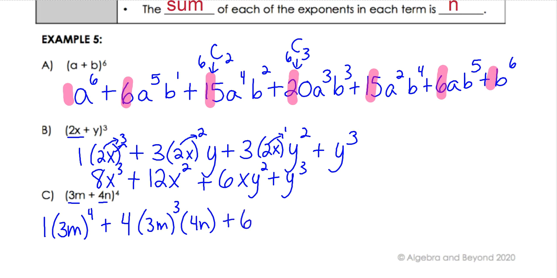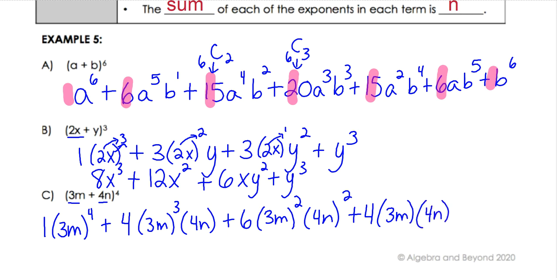Next coefficient 6. 3m is going to be raised to the 2nd power now. 4n is also going to be raised to the 2nd power now. Then our next coefficient is 4. 3m to the 1st, 4n to the 3rd, and then finally we end with 1 times 4n to the 4th. So that's what it looks written out. Now we are going to simplify.